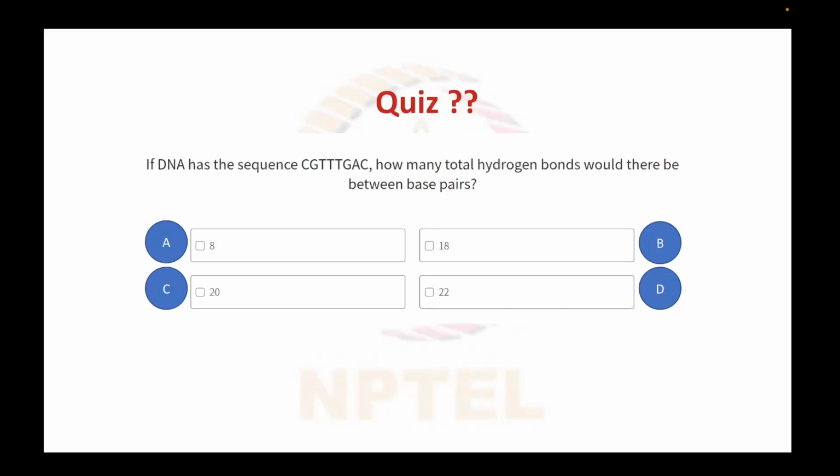Yeah, next question is, given a DNA sequence CG, TTT, GSE, how many hydrogen bonds would be there between base pairs? Okay, I'll wait for some more time for others to answer.